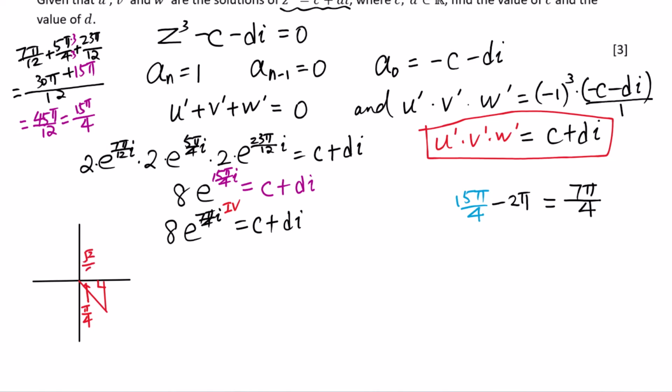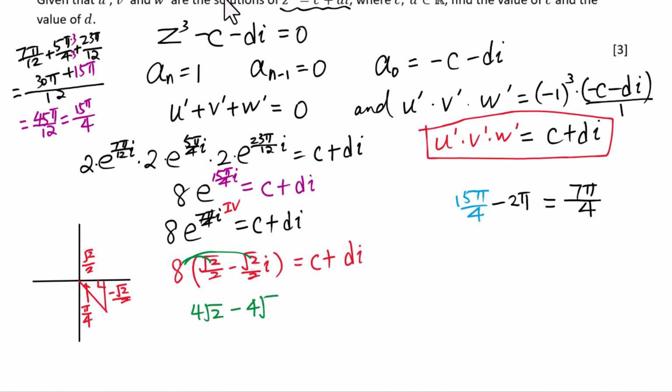Square root of 2 over 2, negative square root of 2 over 2. So we get 8 times square root of 2 over 2 minus square root of 2 over 2 i equals c plus di. Distributive property: 4 square root of 2 minus 4 square root of 2 i equals c plus di. So c equals 4 square root of 2. d equals negative 4 square root of 2.